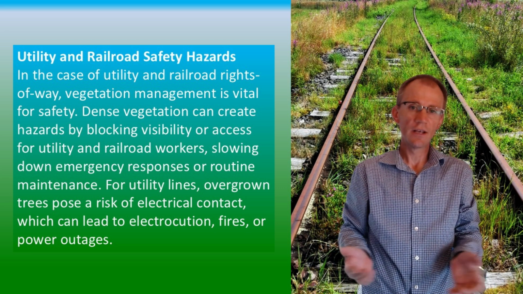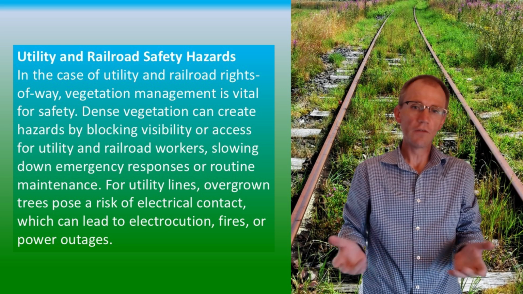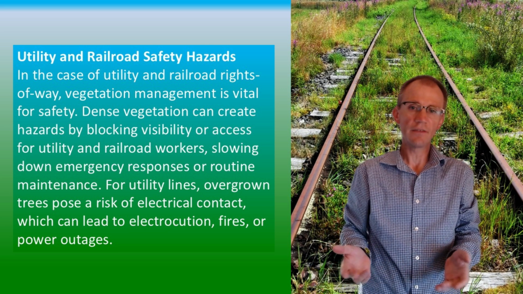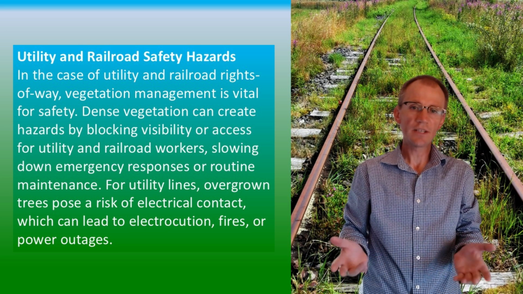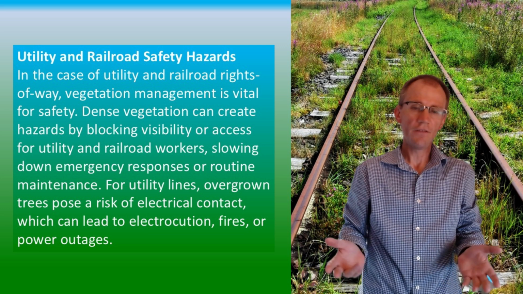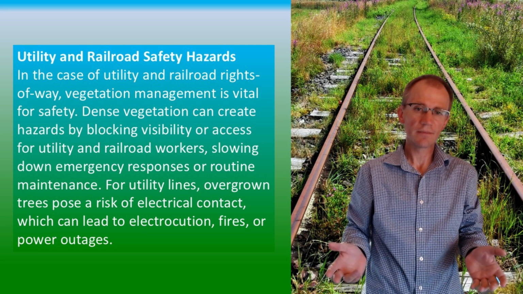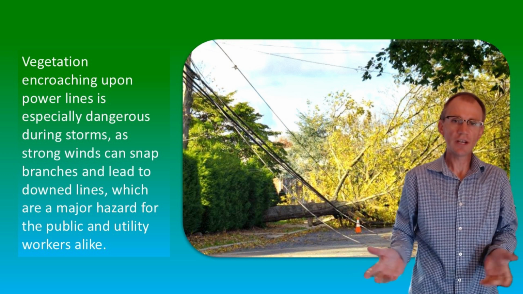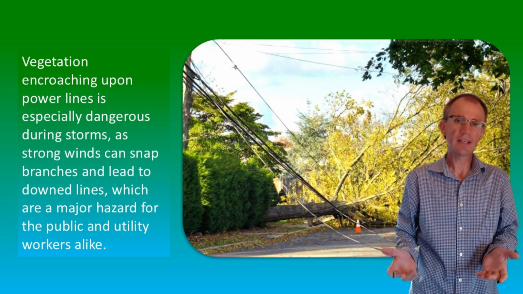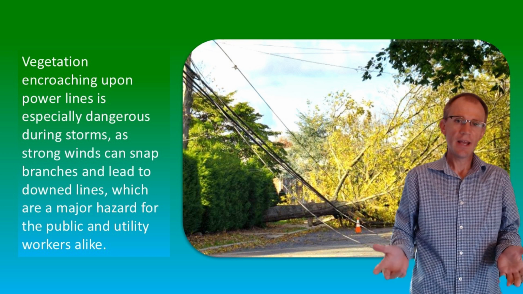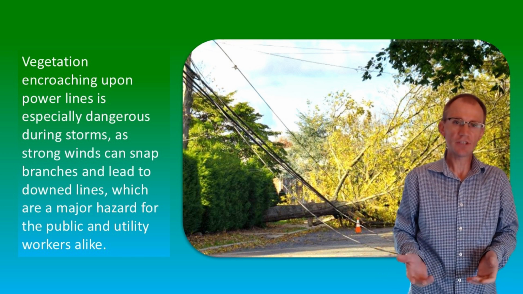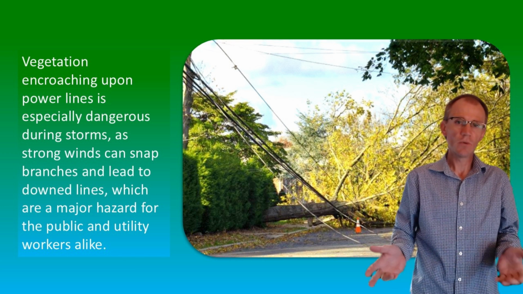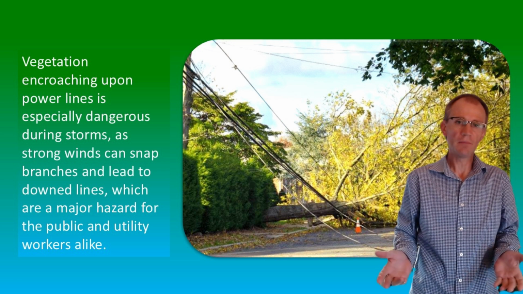For utility lines, overgrown trees pose a risk of electrical contact, which can lead to electrocution, fires, or power outages. Vegetation encroaching upon power lines is especially dangerous during storms, as strong winds can snap branches and lead to downed lines, which are a major hazard for the public and utility workers alike.